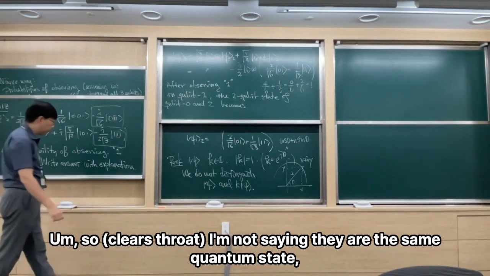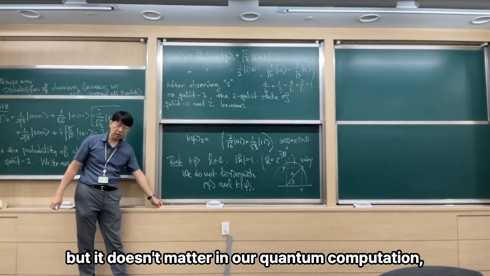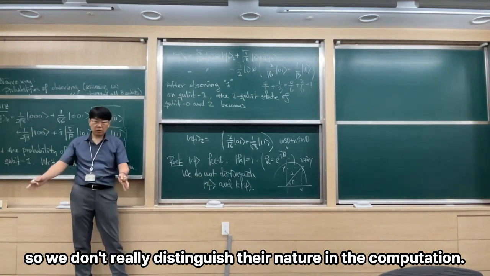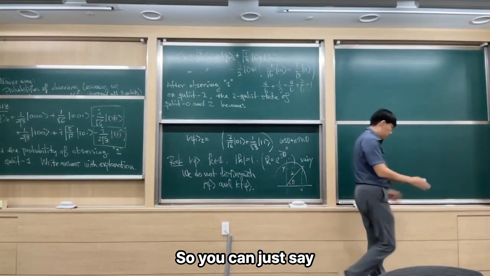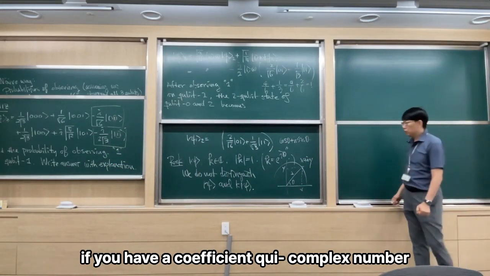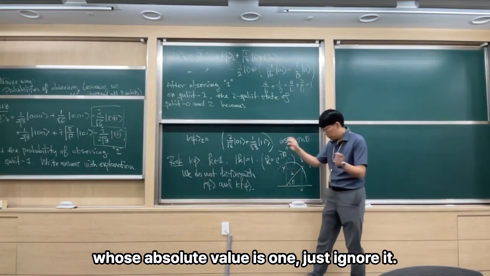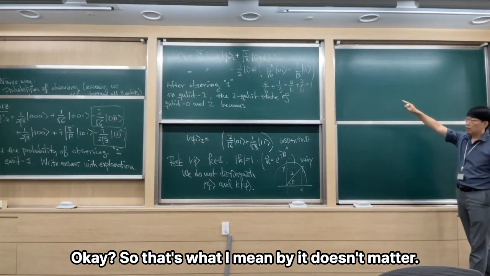So I'm not saying they are the same quantum state, but it doesn't matter in our quantum computation, so we don't really distinguish their nature in the computation. So you can just say, if you have a complex number as a coefficient whose absolute value is 1, just ignore it. Okay? So that's what I mean by it doesn't matter.